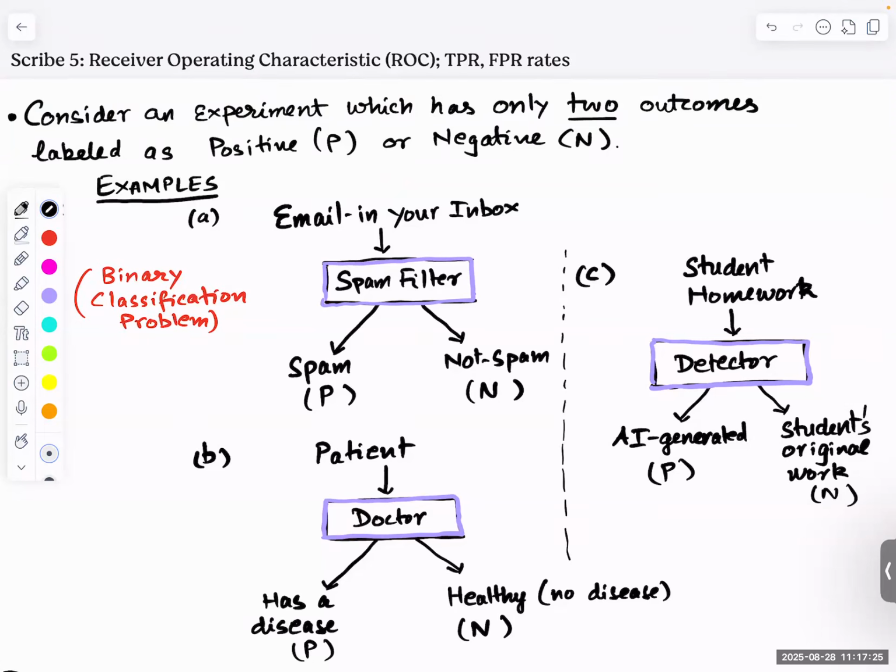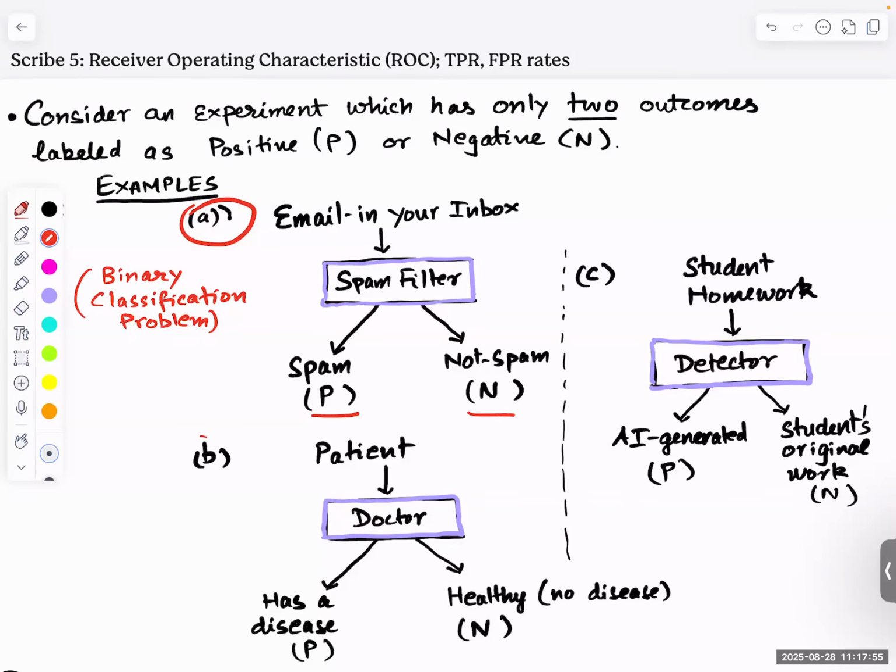To give you some real world examples, let's look at the following setting. Suppose you receive emails in your inbox. Let's look at the first example of emails in your inbox, which is usually passed to a spam filter, which has two types of outcomes. Either the email is classified as a spam, which we're going to denote as a positive outcome, positive with respect to spam, or not spam, which is denoted as N, or a negative outcome.